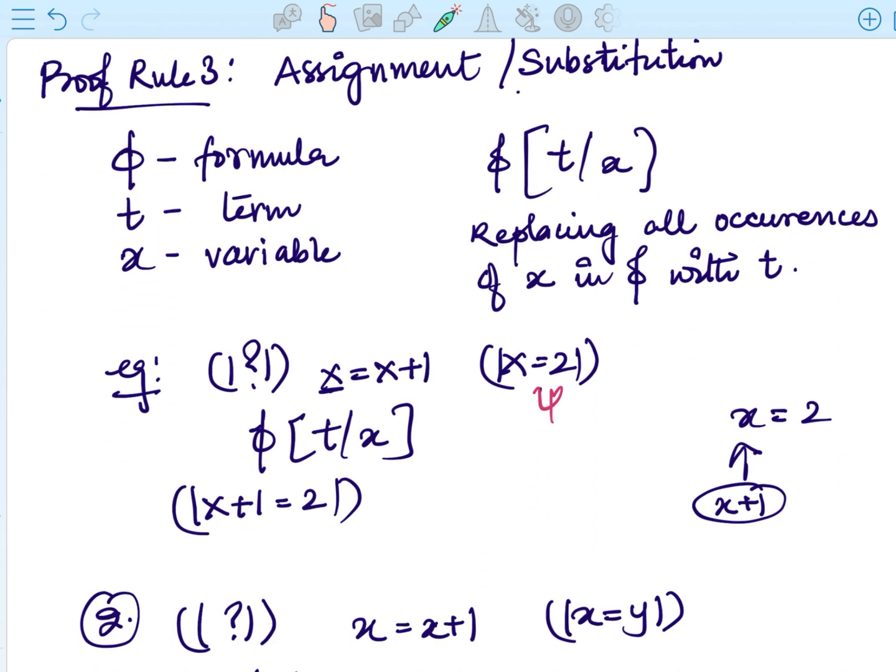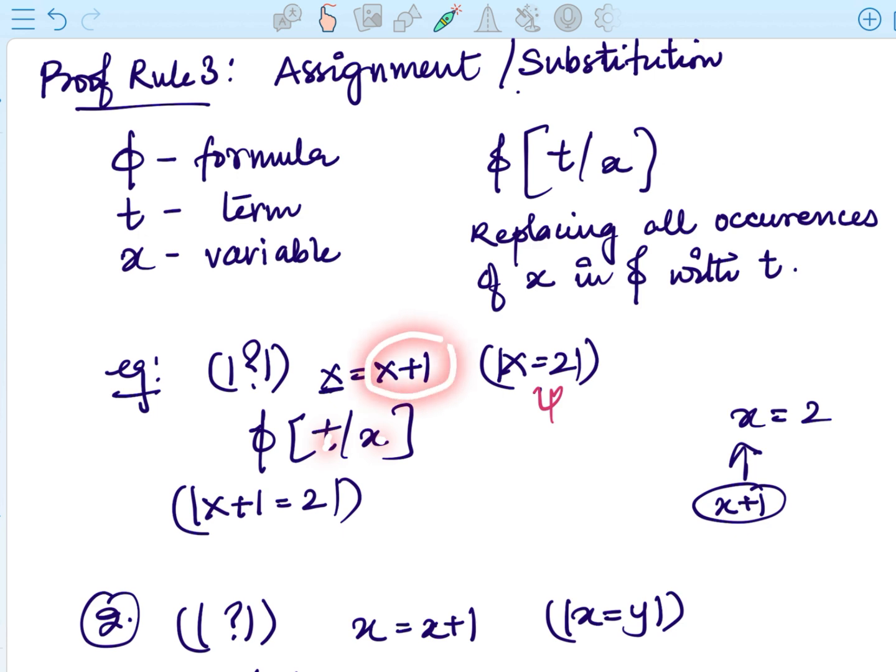Now we come on to substitution. When we talk about substitution, we have a formula, we have a term, and we have a variable. So what will you do? You will replace the occurrences of x in phi, in the formula, with t. Okay, how? Let's see. So this is psi, this is what? This is the post condition, and here we have a command and we do not know the precondition. Now to know the precondition, what you do is the substitution. What you will do? All occurrences of x will be replaced by t.